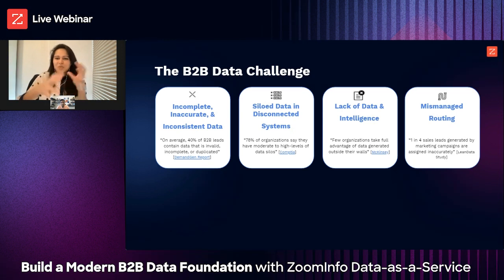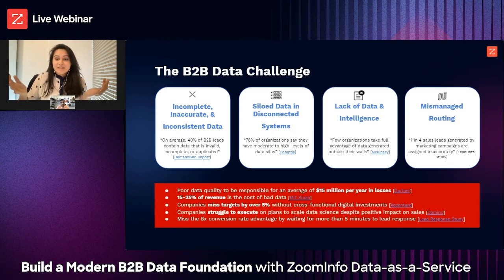And of course, there's this problem with mismanaged routing, right? You have data, but you want to be able to do something with it and put it into the right systems or the right people. And that's definitely a challenge. And there's a lot of data points that support this. And the problem with this, of course, is that it's expensive, right? Not being able to deal with data in the right way, not being able to really build a proper data strategy, of course, is super expensive.